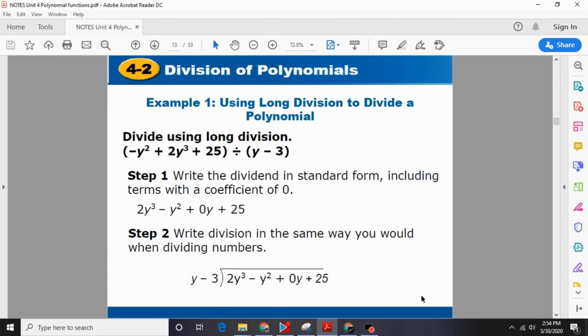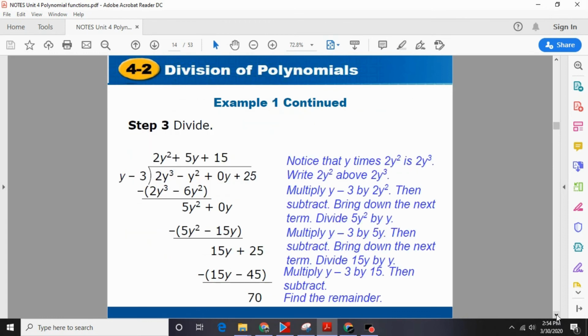And then we continue dividing the same way as in the prior problem. So again, I'm going to go much faster this time. We temporarily ignore the minus 3. We look at y and say y times what value is going to give you 2y squared. Well, it's going to be 2y times y equals 2y squared. I'm sorry, I said y squared the first time. It should have been y cubed. Then distribute 2y squared across y minus 3 to get 2y cubed minus 6y squared.